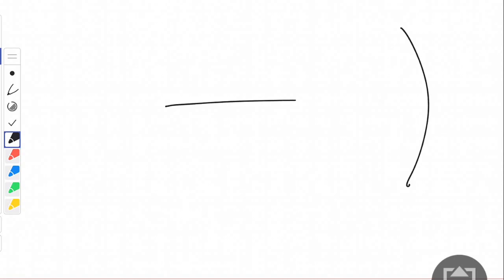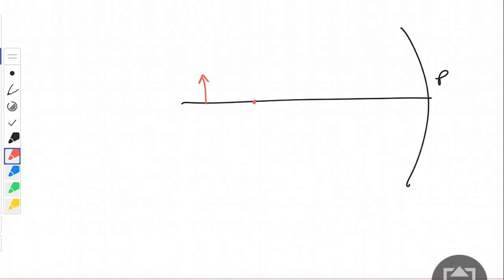Now let us say there is a concave mirror, and this is the principal axis. This is the pole. Now there is an object here. Let's also draw a couple of other things. So let us say this is the center of curvature. And where is the focus going to be, guys? Remember, what did we say?